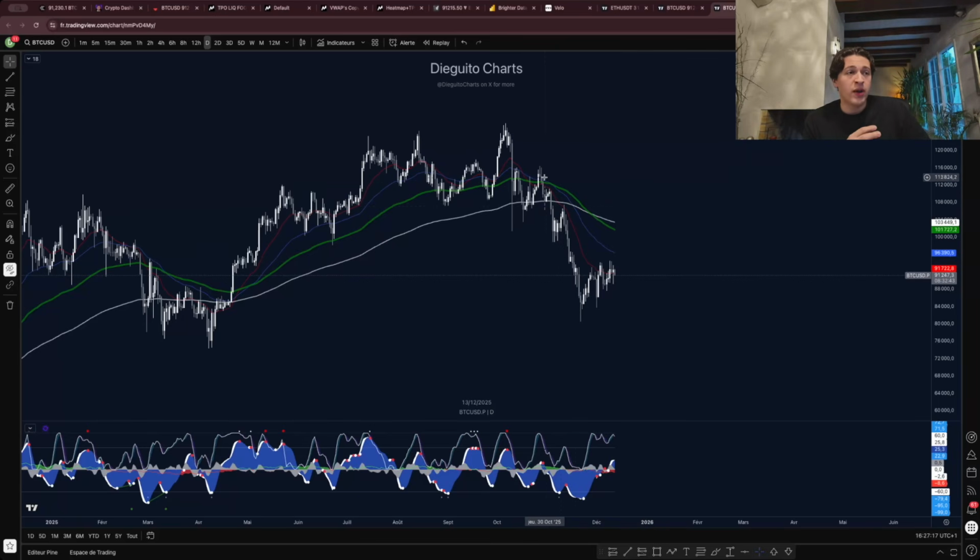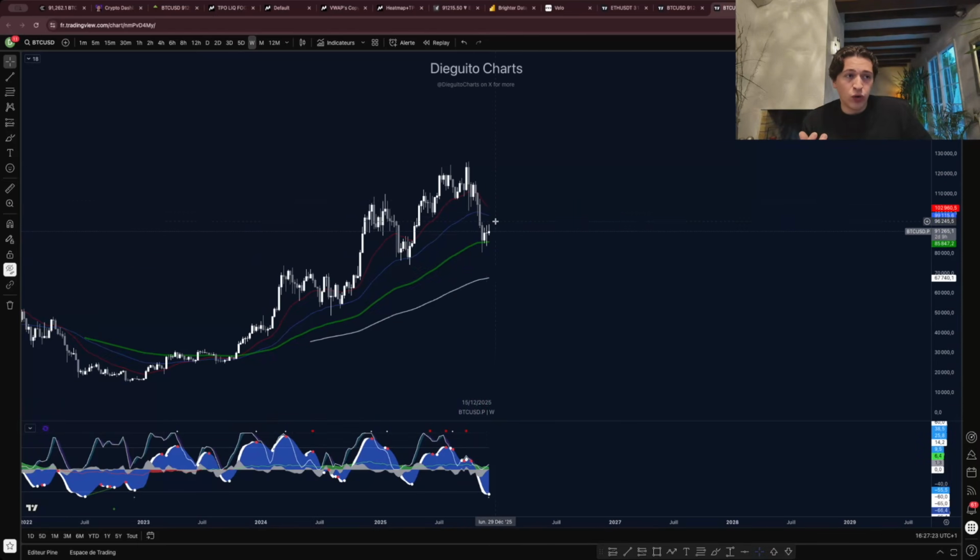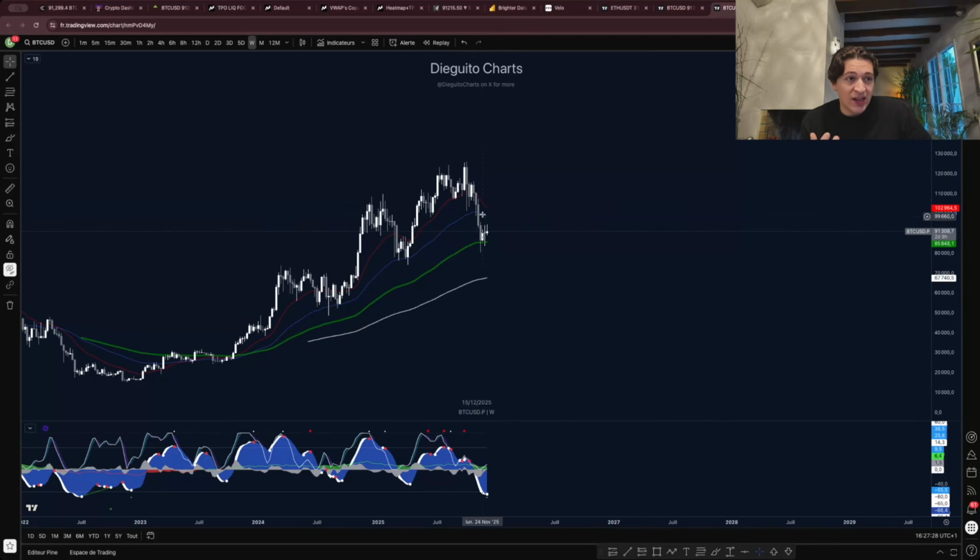We are under the trend. We had a bearish cross here. So that's bearish. On the weekly, I also want to have a context. We are under the 21, under the 50 EMA. So the trend is bearish and it looks like it wants to do a death cross.